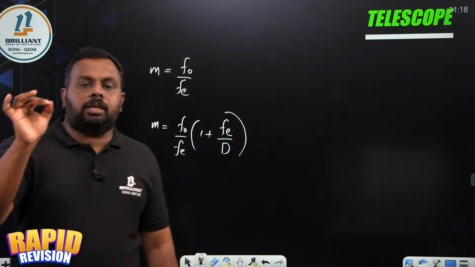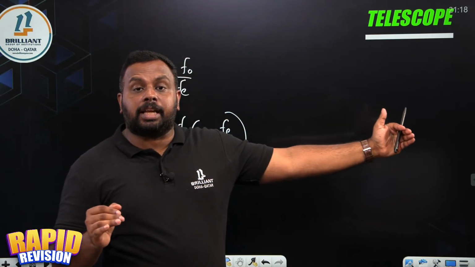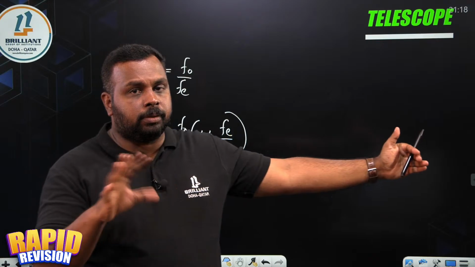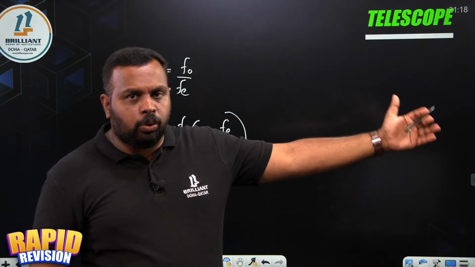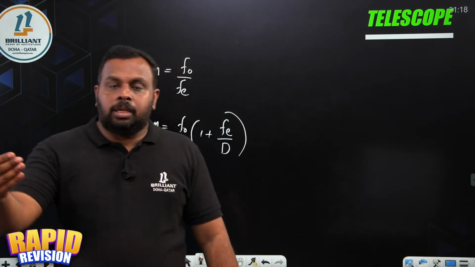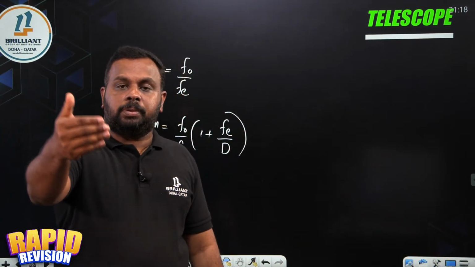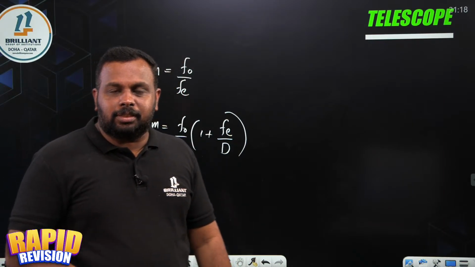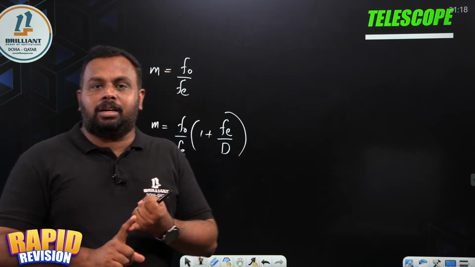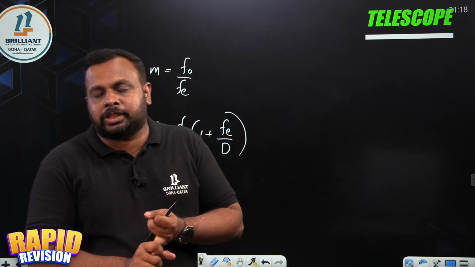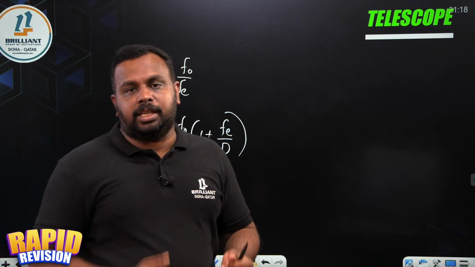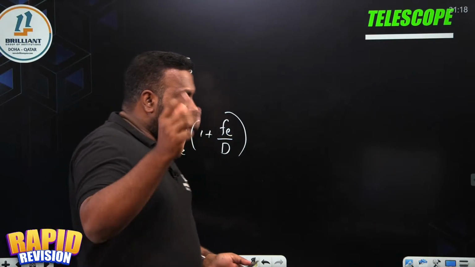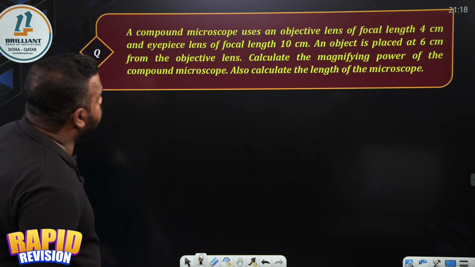Okay, and there is one more reflecting type telescope, the Cassegrain telescope. You know it. There may be questions like what are the advantages of reflecting type telescope over refracting type. That's a repeating question. There is no problem of spherical aberration, no problem of chromatic aberration, easy to handle. So many advantages are there. Okay, so I'm going to the next.